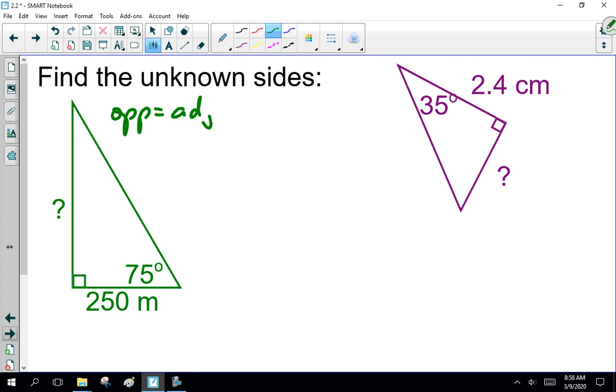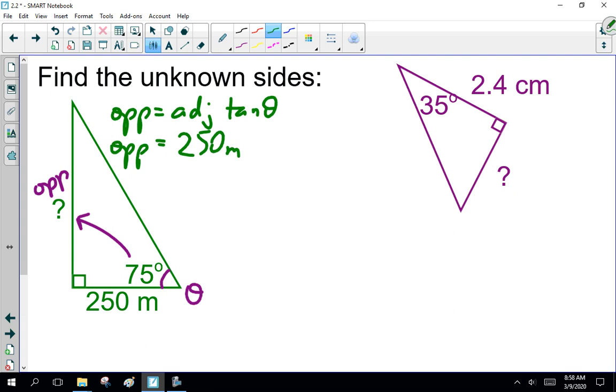So, opposite is adjacent, tan theta. Now you notice I keep writing out the formula because I have to go, do I multiply or do I divide? Well, it all depends on what side I'm looking at. This is the angle here, this is theta, so this is the opposite. So I'm finding the opposite here, which makes this one easy. I just multiply. 250 meters, tan is 75 degrees.